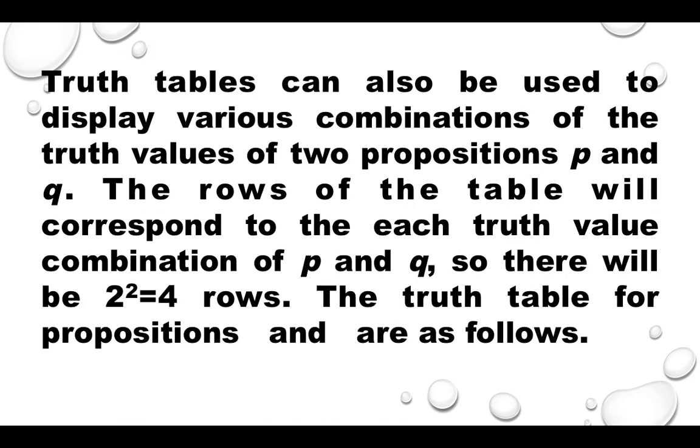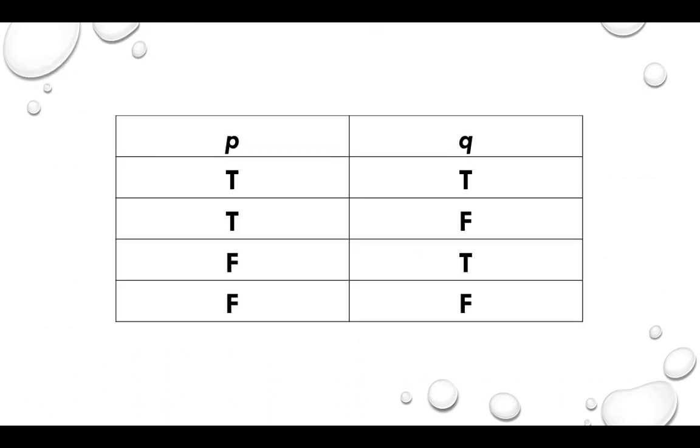Truth tables can also be used to display various combinations of the truth values of two propositions, P and Q. The rows of the table will correspond to each truth value combination of P and Q. So there will be 2 squared equals 4 rows. The truth table for propositions P and Q are as follows. So we have proposition P, we have true, true, false, false. And for the proposition Q, we have true, false, true, false. So this is a sample of truth values for two propositions.